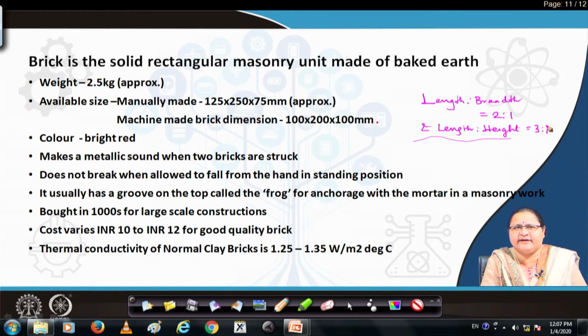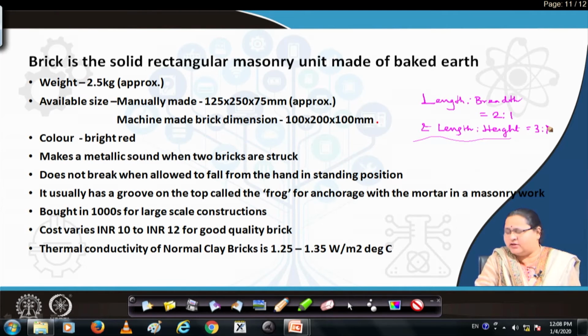Color is bright red if it is a class 1 brick or a very good brick. If you strike 2 bricks together, you will get a hard ringing sound, a metallic sound. That is because of the right presence of iron. And if you free fall it from around 1.5 meters height, it will not break. So, you can test a brick on site by doing these two operations.